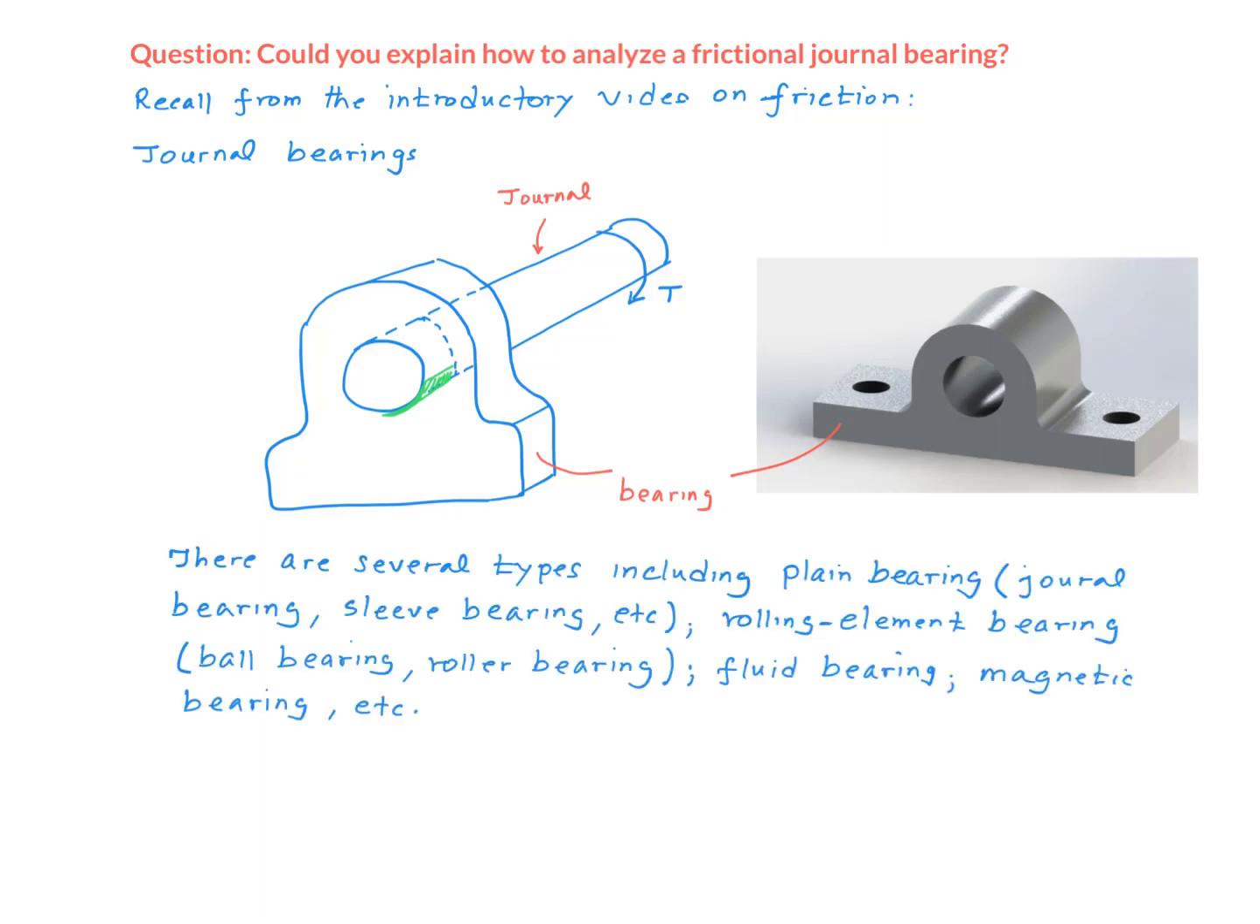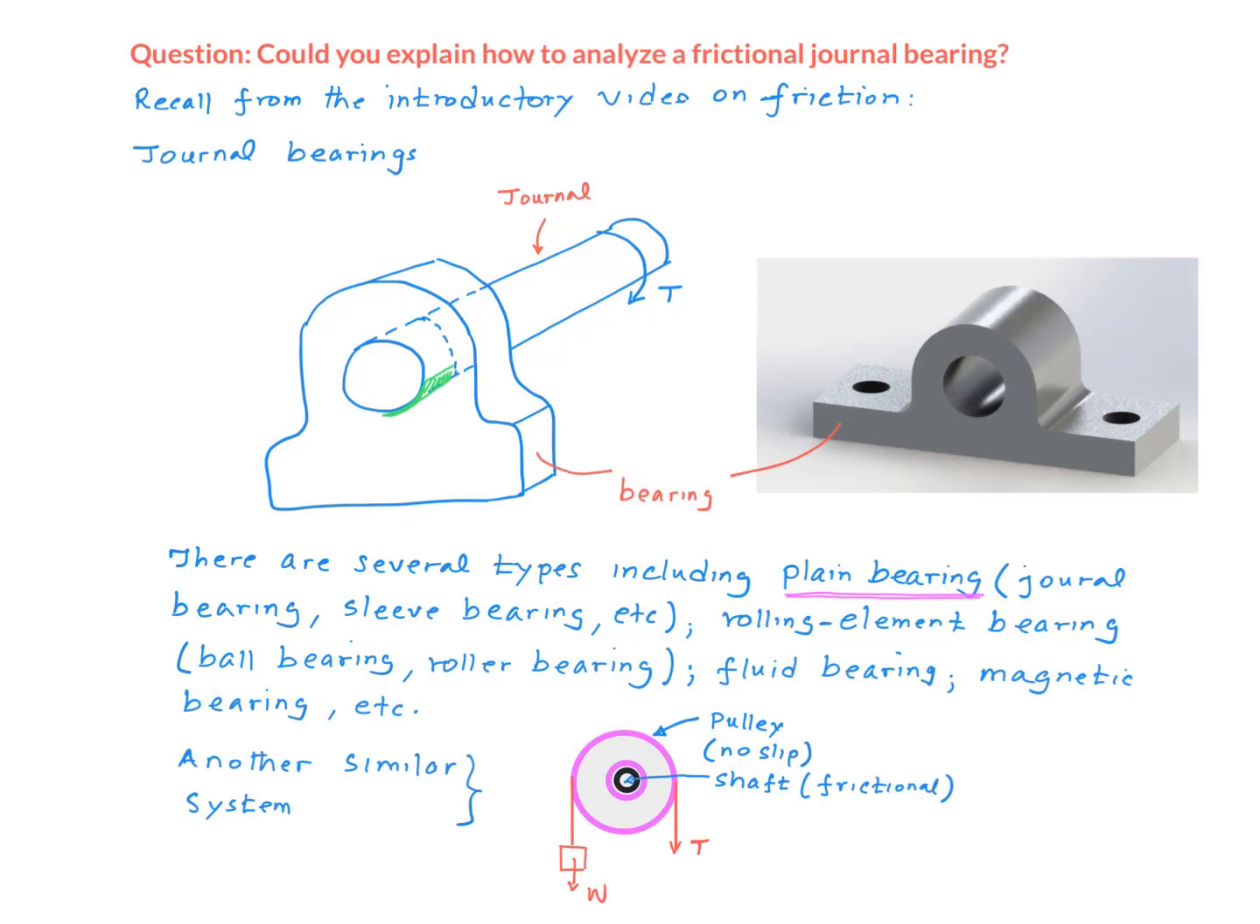There are several kinds of bearings, including plain bearing, which includes journal bearing, sleeve bearing, etc. Rolling element bearing, which includes ball bearing and roller bearing, fluid bearing, magnetic bearing, and so on. So these are different styles, and some of which are designed to minimize the friction. For example, ball bearing, right? So the ball bearing minimizes the friction. It brings it down to a minimum level. The analysis of these different types are similar, so in this video we'll just stick to plain bearing.